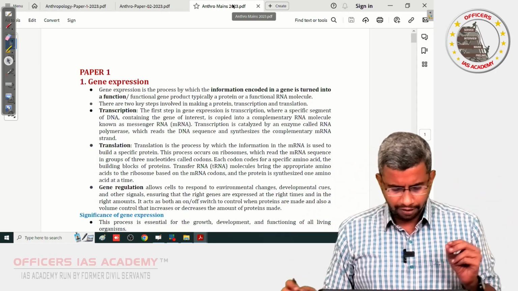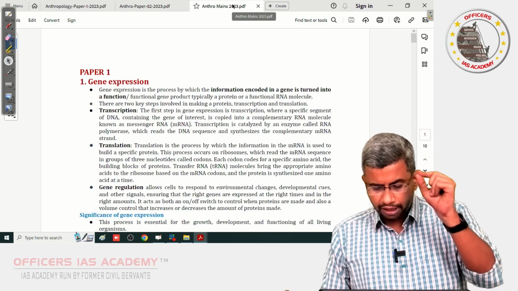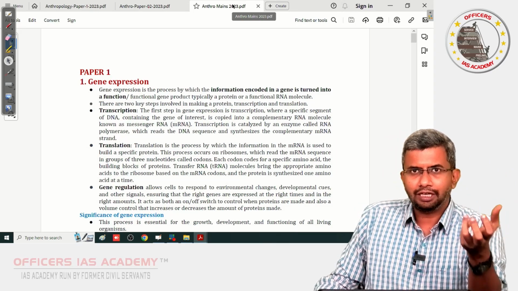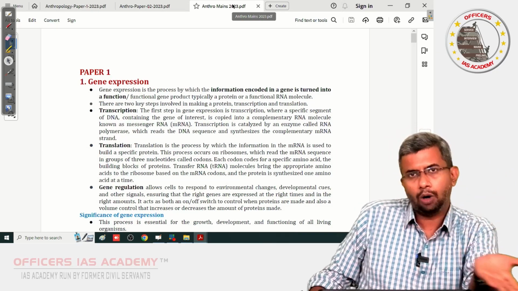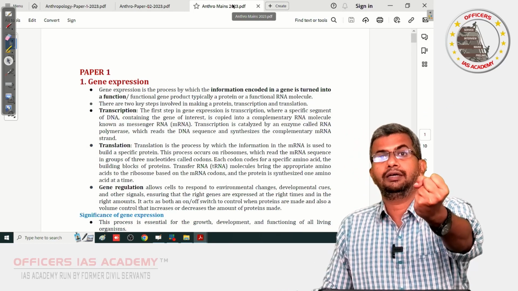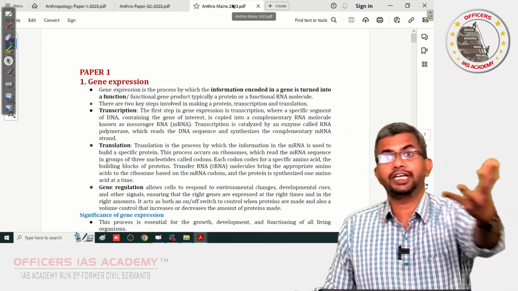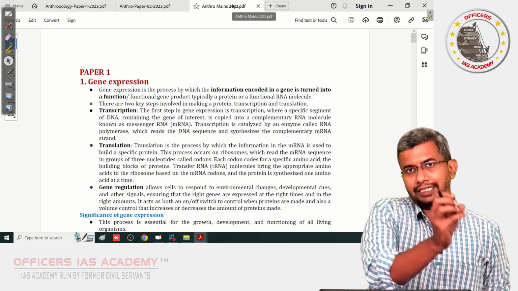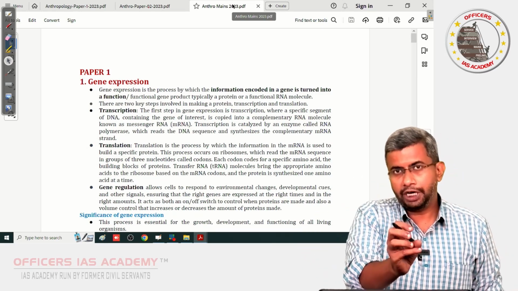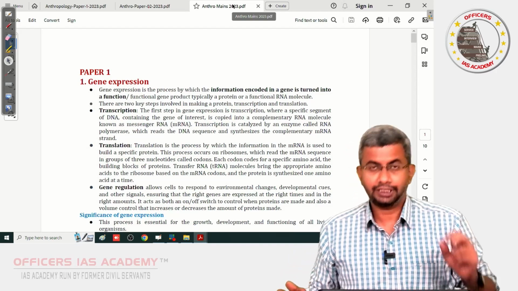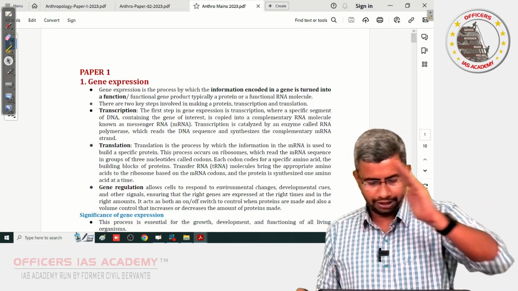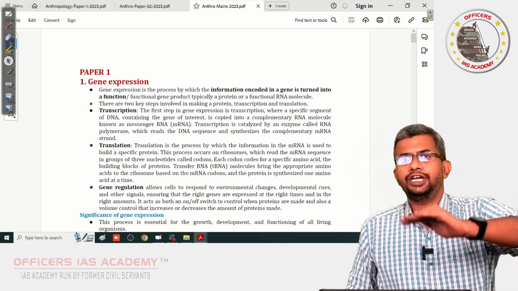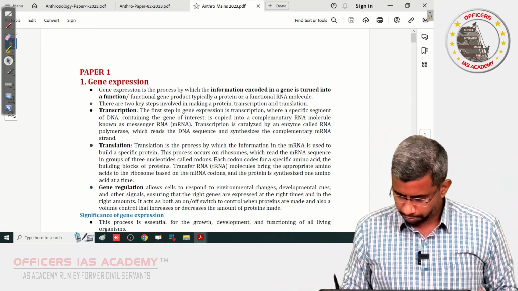So what is gene expression? It is the process by which the information encoded in a gene is turned into a function. The gene is nothing but the encoding which happens in the DNA. How does it turn into a functional trait? That is gene expression. And for that, first is the transcription, where a specific segment of DNA is copied into a complementary mRNA, which is the messenger RNA. And then the translation, where the mRNA is used to build a specific protein. And then gene regulation happens based on the function that it is supposed to perform.